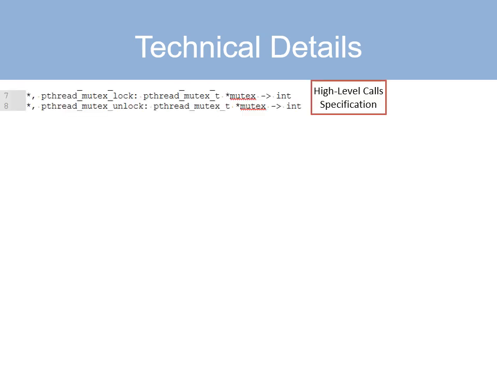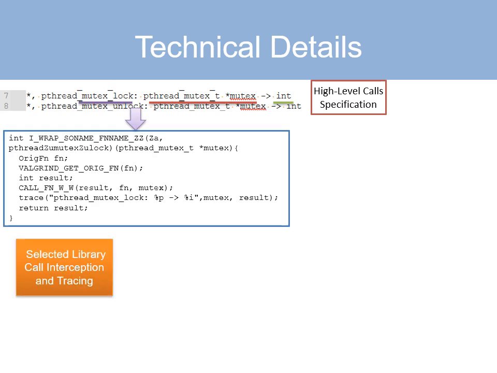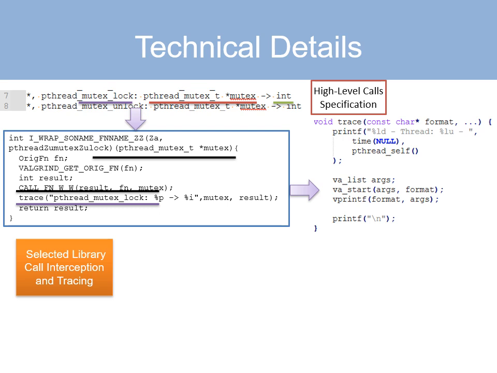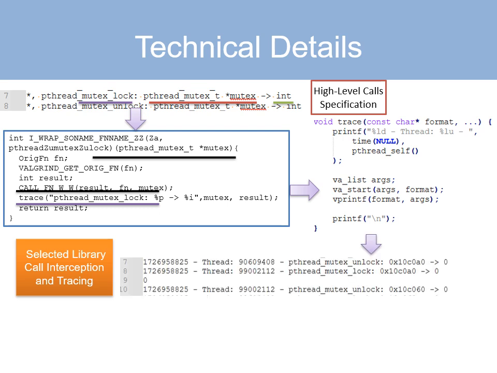Okay? So this is the abstract picture of the system we've created. Let me show you concretely what these components look like. So here's a specification of what calls to trap. And we specify the name, the arguments, the result type. And based on this, we have a code generator that generates a wrapper. And this is for the lock call. It makes a call and then calls a trace method to actually generate the prints. Okay? And here's an example of a trace that's generated. This is an example of output that's generated.